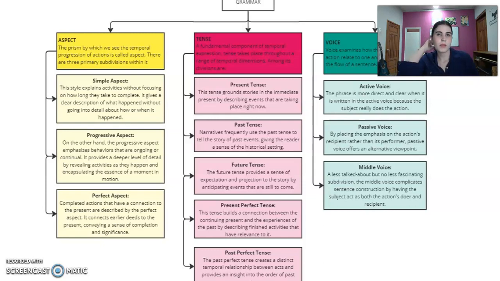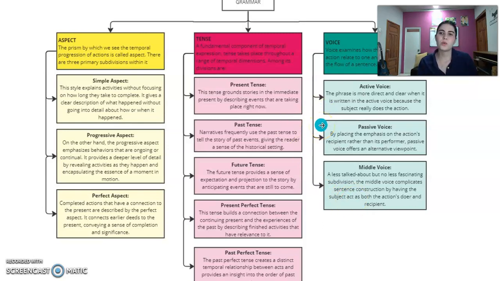Now, the active voice is the most used, and that is something we use in our daily life and our daily discourse. It's when the person who made the action is more relevant in the sentence. The phrase is more direct and clear when it's written in the active voice because the subject really does the action.